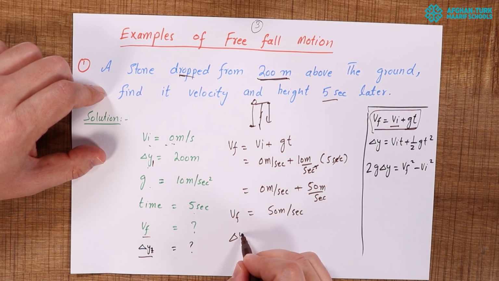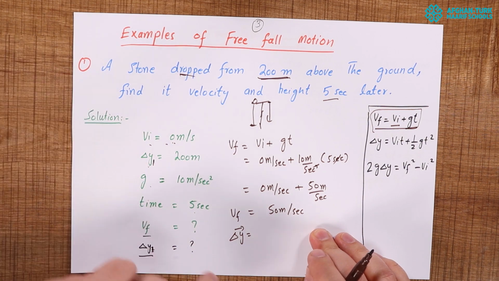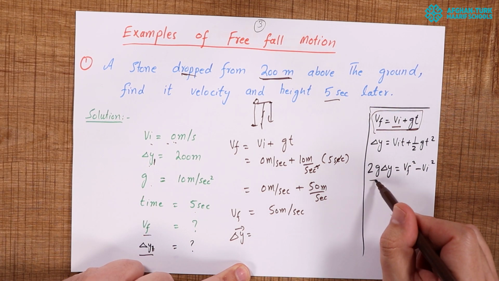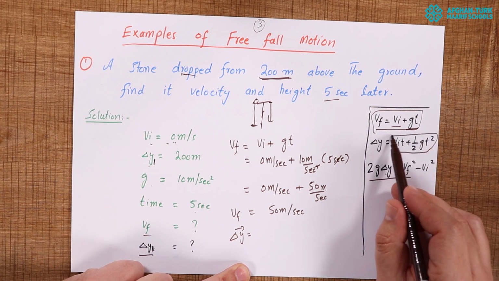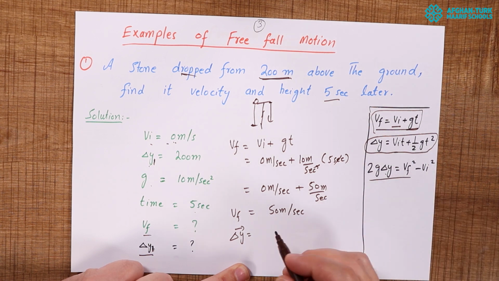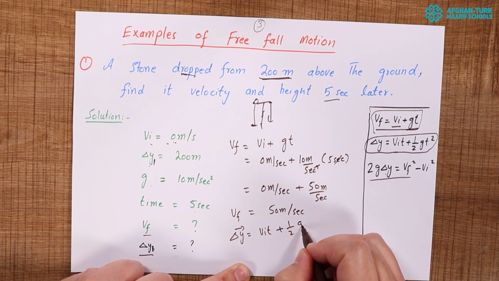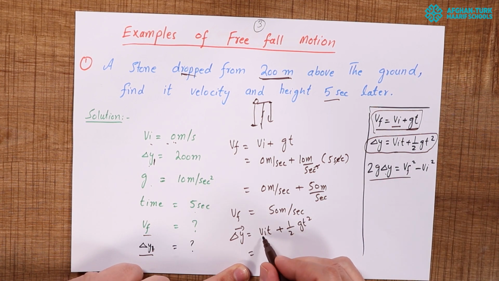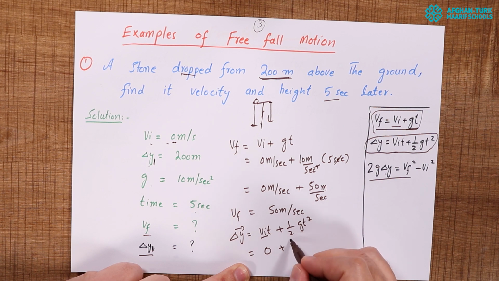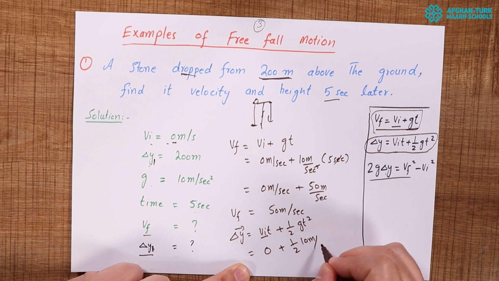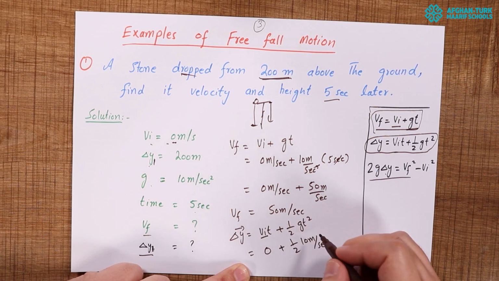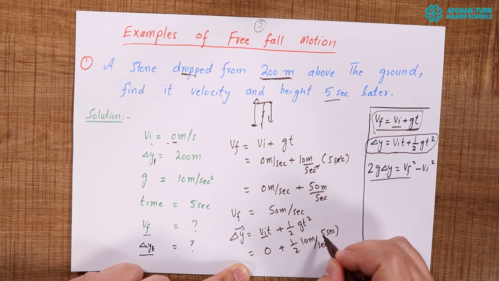Now let's see delta Y after 5 seconds. I cannot use this, here is delta Y, but here is no time mentioned, that's why I will use the second equation, because here the time is mentioned. So let's see, delta Y is equal to VIT plus 1 by 2 GT square. Putting the value, because VI is 0, this part will be 0, plus 1 by 2, G value is 10 meter per second square, and the time is 5 second whole square.